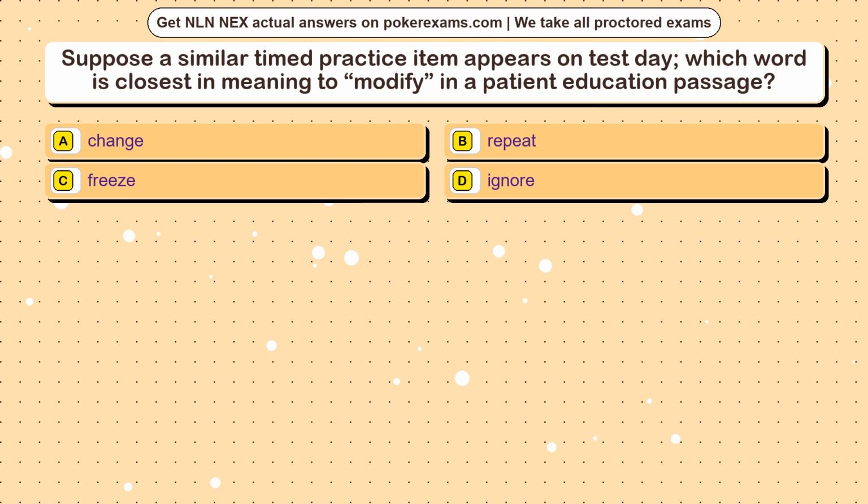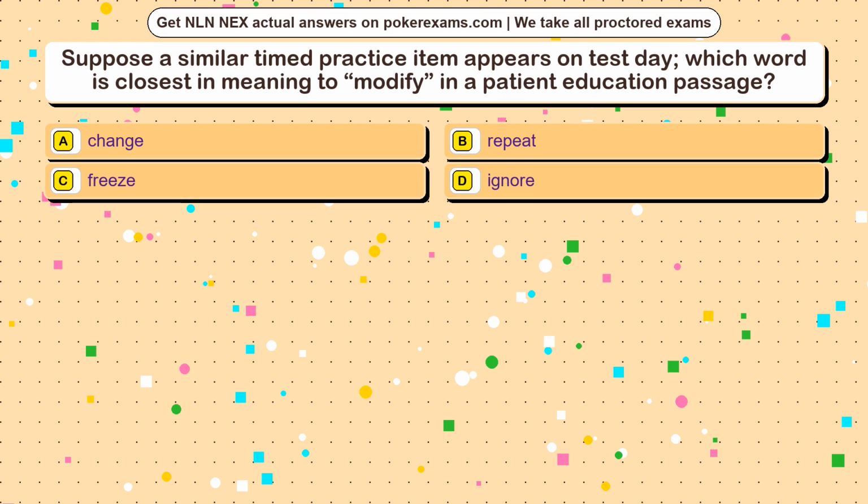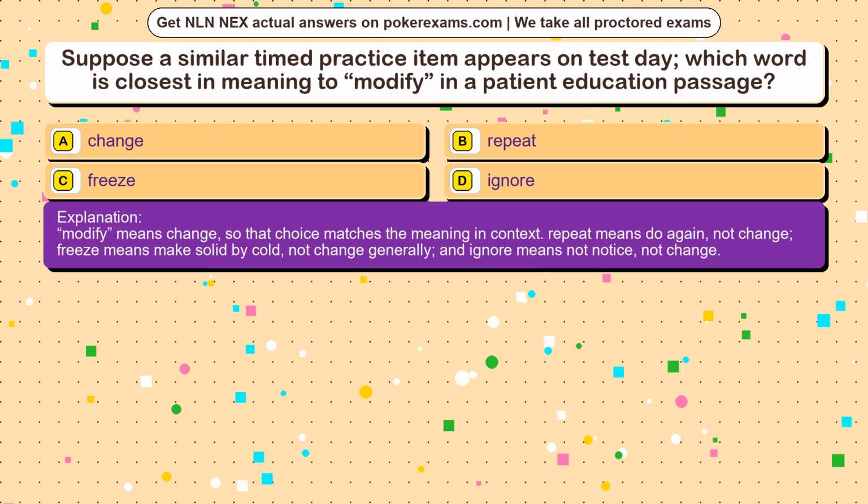Question 7. Suppose a similar timed practice item appears on test day. Which word is closest in meaning to modify in a patient education passage? Option A, change. Option B, repeat. Option C, freeze. Option D, ignore. The correct answer is option A. Modify means change, so that choice matches the meaning in context. Repeat means do again, not change. Freeze means make solid by cold, not change generally. And ignore means not notice, not change.